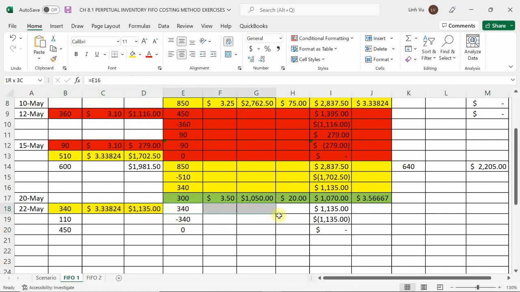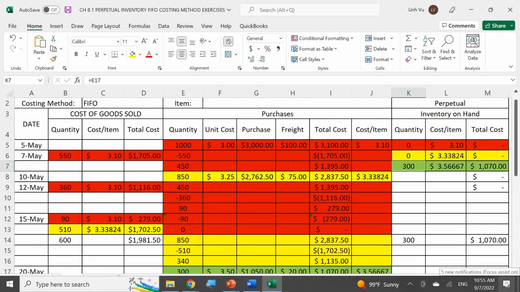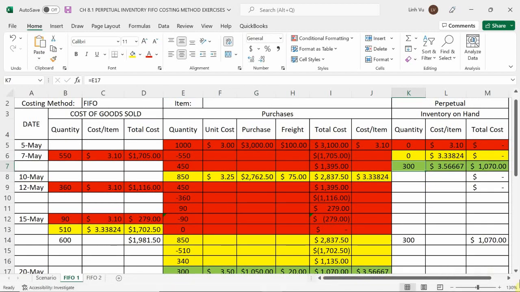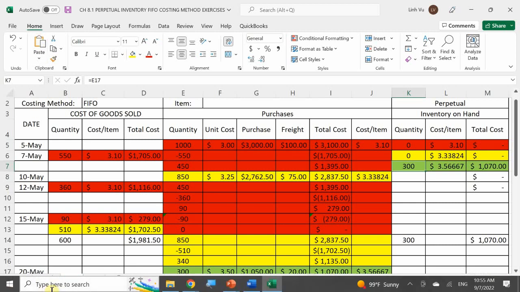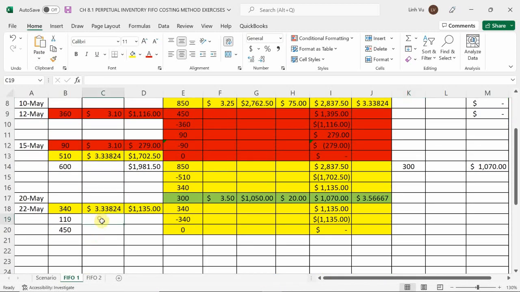Okay, this came from my yellow. Okay, and therefore I can zero out my yellow. So now I only have 1 batch remaining, which is my green, and my cost per item for my green batch is 3.566666, right?